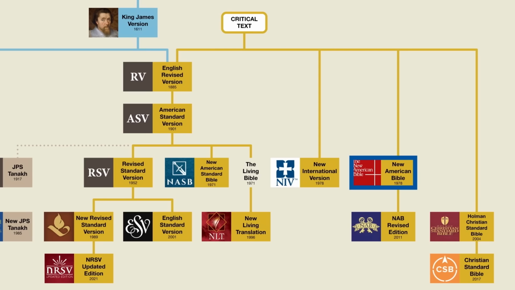However, in 2011, it was updated as the NAB Revised Edition, or NABRE. That one has yet to be authorized for use during Mass, but is recommended by the Catholic Church for personal use. Finally, there's the Holman Christian Standard Bible, now updated and known simply as the Christian Standard Bible, or CSB. Correct me if I'm wrong, but I think this particular version is popular mostly among Southern Baptists.